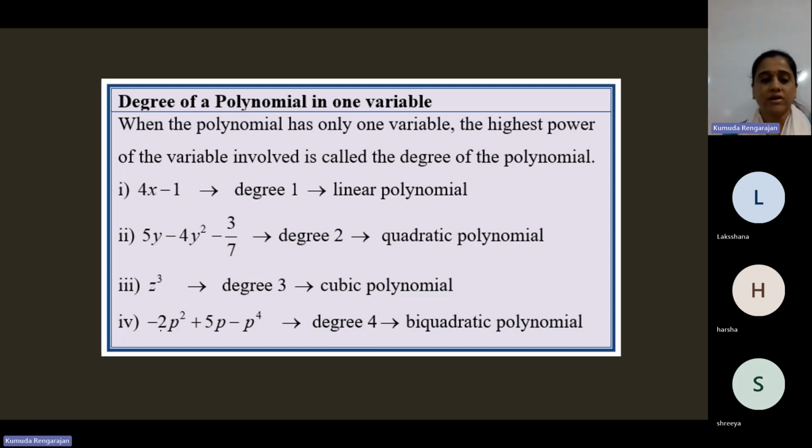Is that fine? So in the last one, here the power of the variable p is 2. The power of the variable p is 1. The power of the variable p is 4. 2, 1, 4. 4 is the greatest number. So the degree is 4. And if the degree is 4, it's called a biquadratic polynomial. All right?